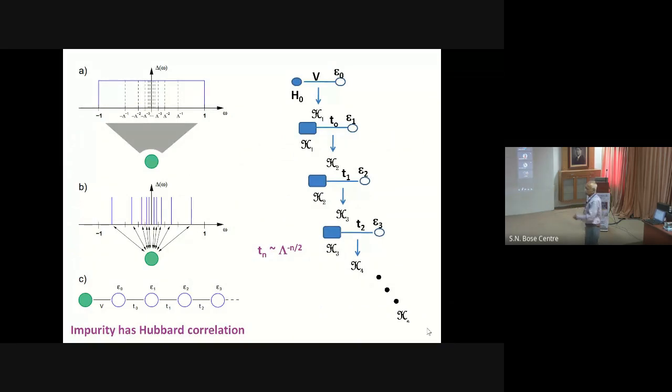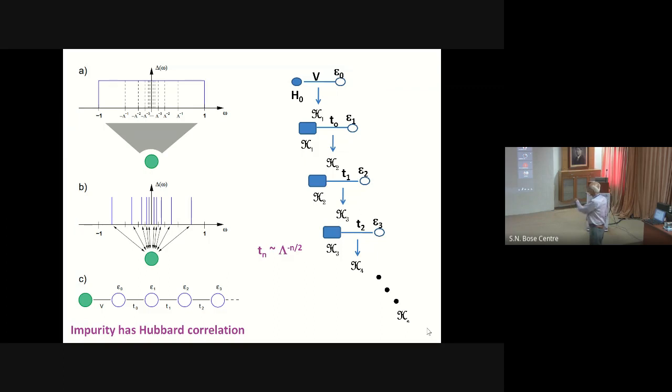So here I have the band, and here I have the impurity. The impurity is interacting with the band, and the band energy is partitioned, or made into intervals, with logarithmic scaling. Lambda is the scale factor, and lambda equal to 2 means you are dividing the band into 1/2, 1/4, 1/8, and so on and so forth. Corresponding to each one of those energy scales, you have a single orbital, which are these blank ones, and then you have the impurity here, and the impurity has a Hubbard correlation.